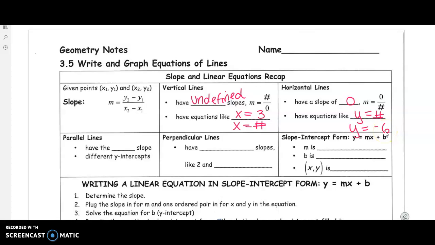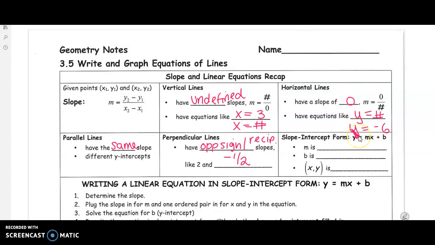Our 2 postulates about parallel and perpendicular lines. Parallel lines have the same slope. Perpendicular lines have opposite sign and reciprocal slopes. So an example of that would be 2 and -1/2. Flip and negate.